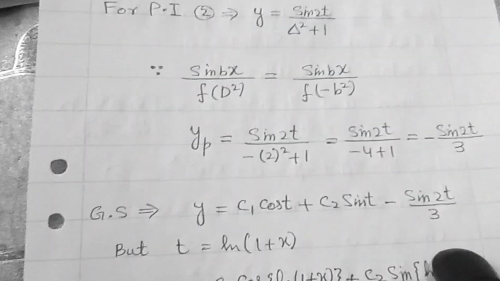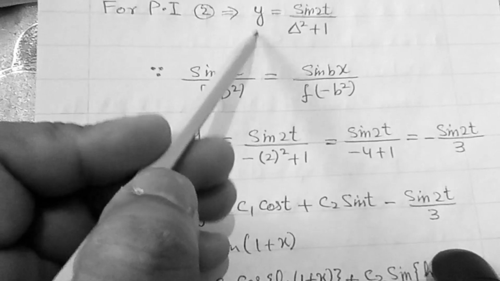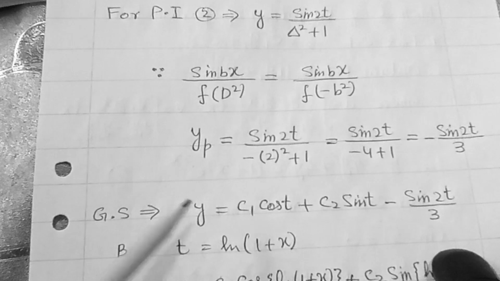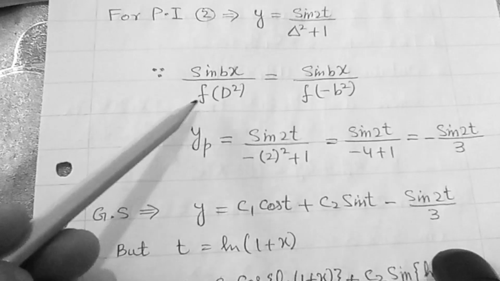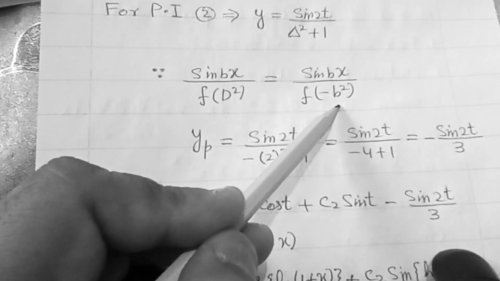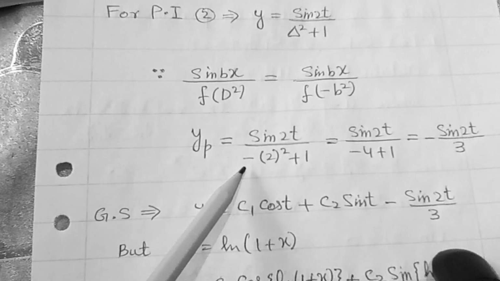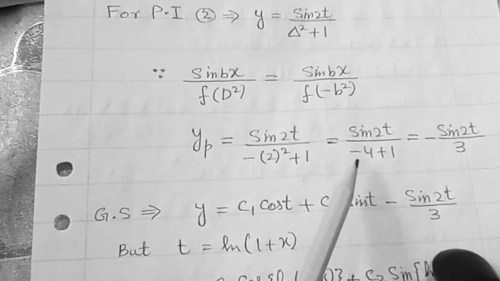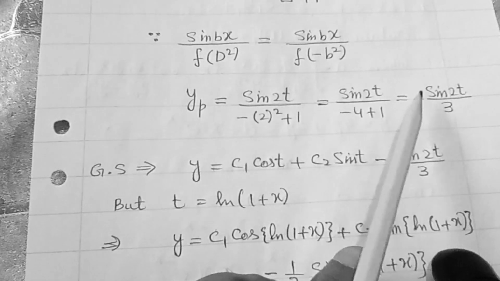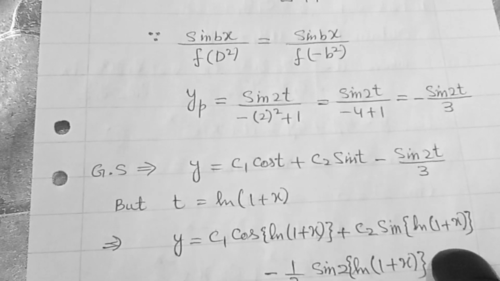Now the particular solution of the differential equation from equation number 2: yp is equal to sin 2t upon (δ² + 1), and we will use this formula because sin bx upon f(D²) can be written as sin bx upon f(−b²). What is the value of b here? b is 2. So for D² we substitute −2² + 1, that is −4 + 1, which is −3. So minus sin 2t upon 3 will be the particular solution.